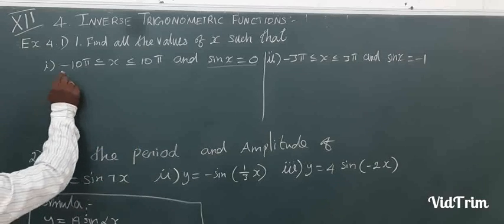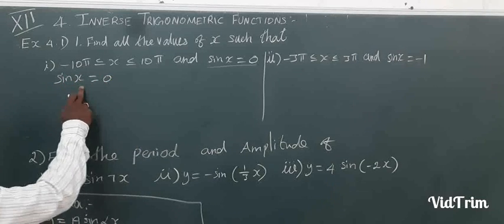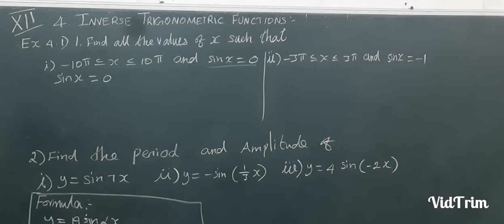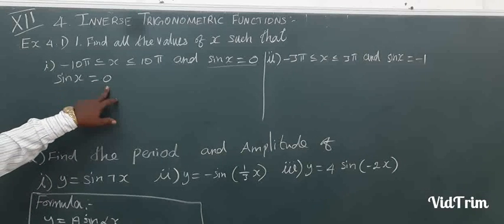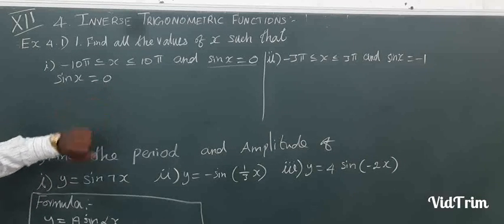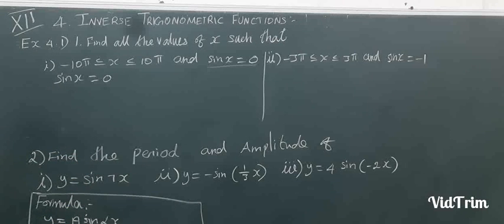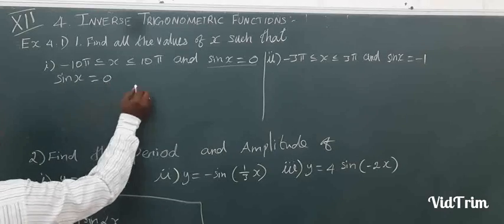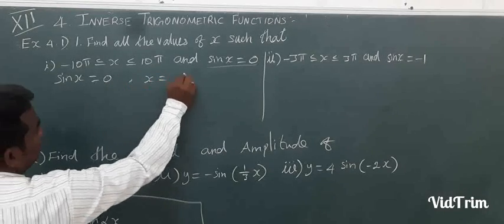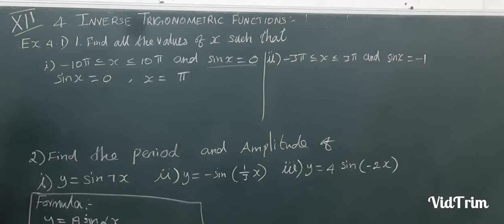So, which means what are the values for which sin will give 0. You know very well about that. Sin 0 is equal to 0. Sin pi is also 0. So I select x value as pi. But that is only one value.